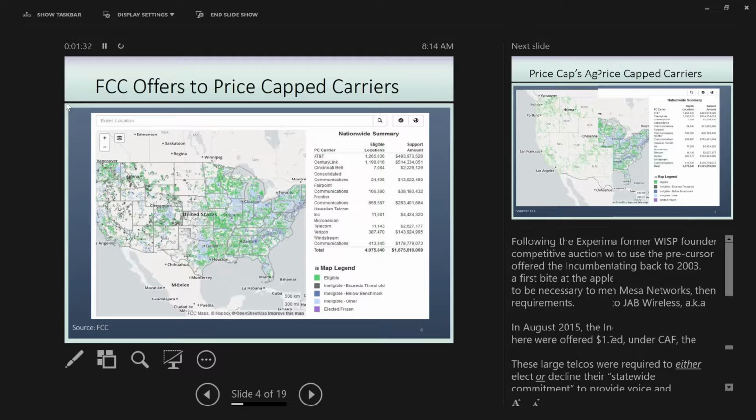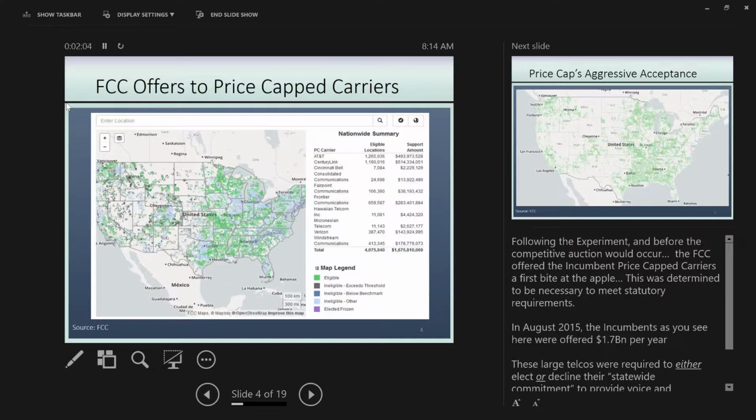Okay, go ahead. All right, we're looking now at the slide of the United States depicting green areas that were eligible for funding for the Phase 2 proceeding. Due to the statutory requirements, it was determined to be the obligation under the FCC that the price cap carriers, or the incumbents, or the large telcos, as you see here, were provided the first bite at the apple that Troy had earlier mentioned. This was in August of 2015 that these price cap carriers made their determination as to how much of the subsidy they would accept and how much of an obligation they would make.